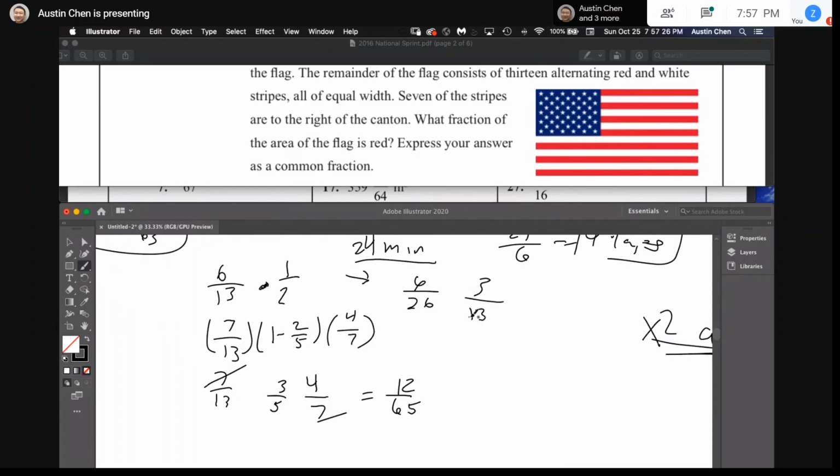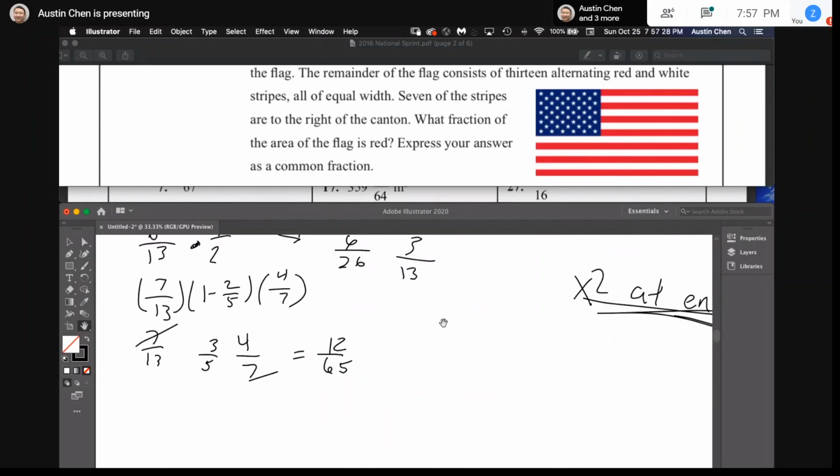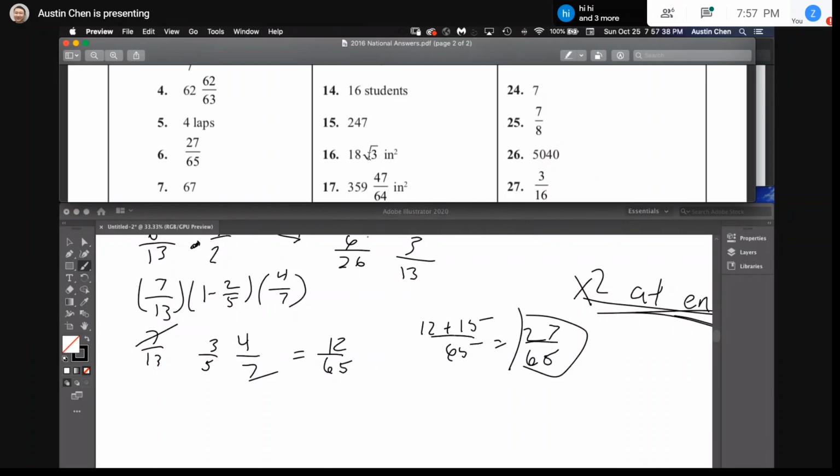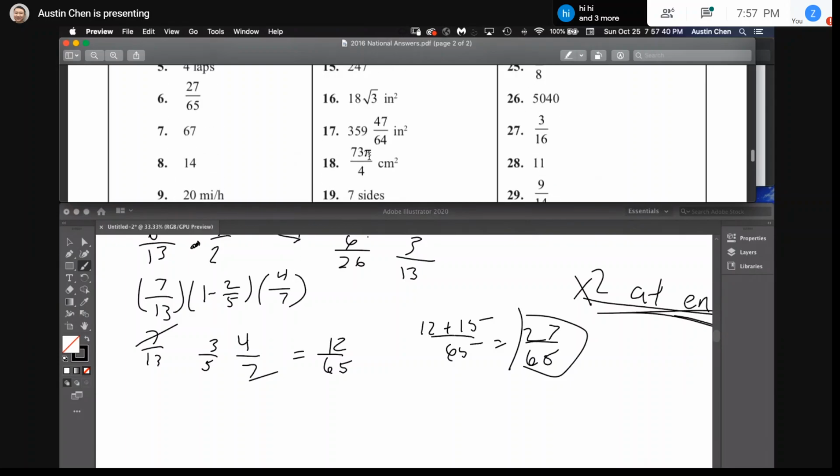Okay. And then we need to add these together. So then it would be 12 plus 15 over 65. That's 27/65ths. And there's no way to simplify that. So that has to be your answer. There it is.